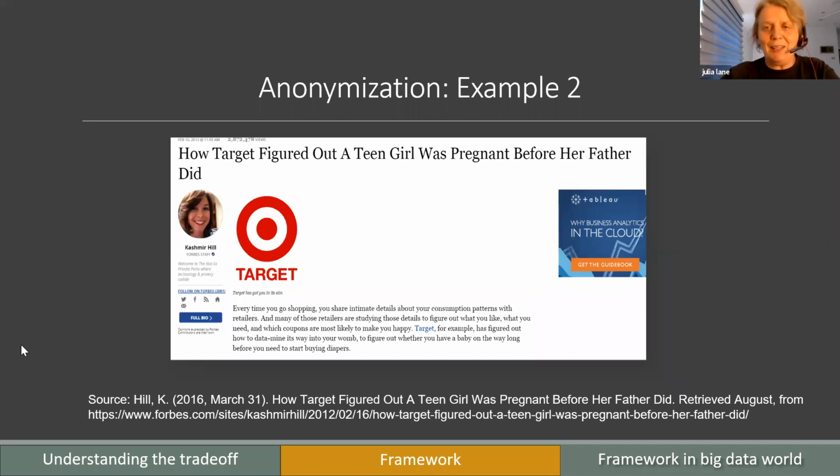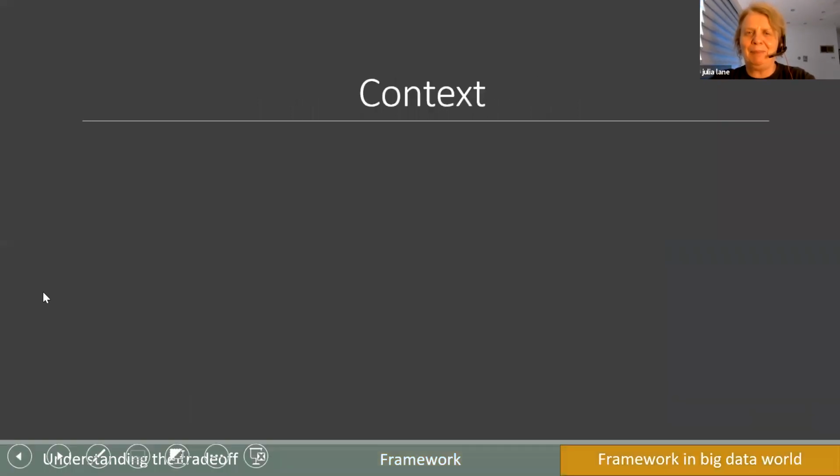So again, this is a famous example in which Target predicted that a kid was pregnant before her father did. In fact, they were sending ads to her house saying, here's diapers, here's baby formula, and her father called Target up and said, why are you calling up? My kid's only 16. Well, it turned out that Target, based on the behavior of her friends' shopping habits, knew that she was pregnant before her father did.